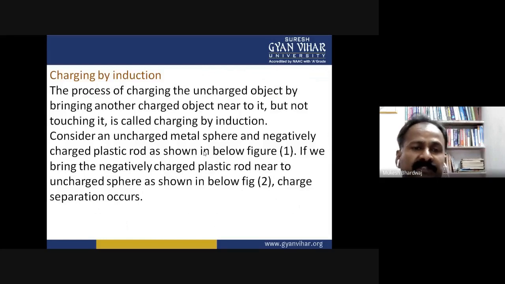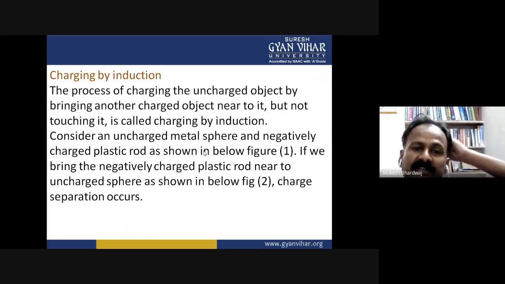Now the third is charging by induction. This is very important. The process of charging an uncharged object by bringing another charged object near to it but not touching it is called charging by induction. That is influence. By the influence of anything, if we deviate or divert, then we can say that it is due to induction.